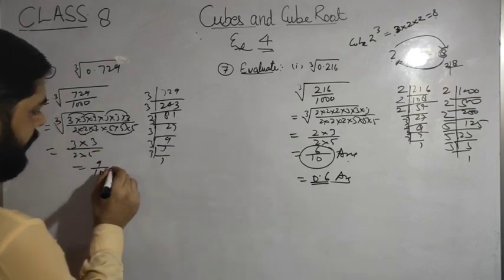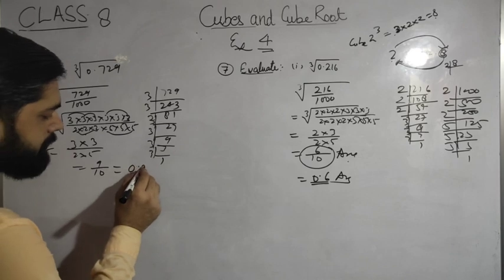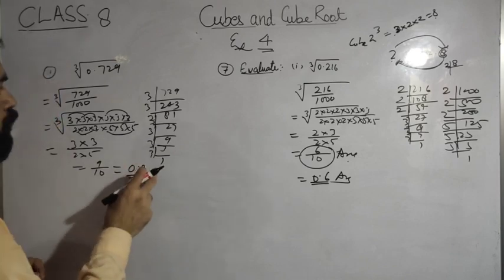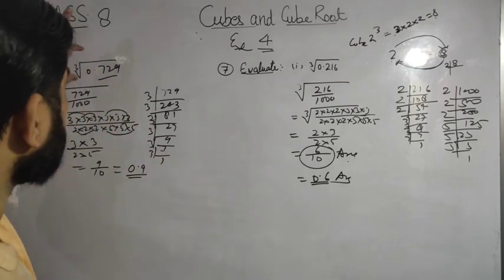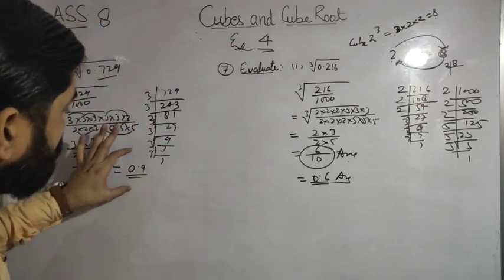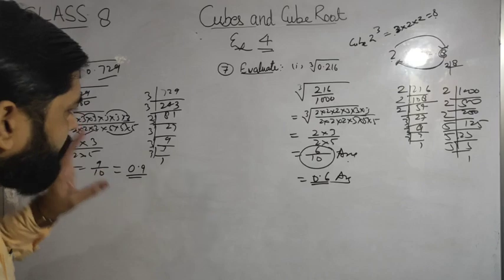9 upon 10, and you can also write the answer as 0.9, the cube root of 0.729. So what is the cube root of 0.729? The cube root of 0.729 is 0.9.